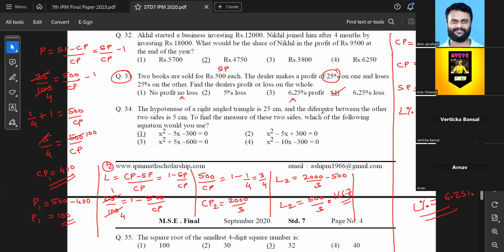Sir, your 34th question is done. Actually, the option is wrong over there. It's x raised to 2 plus 500. Sir had done this previously. Okay, I can see that. Okay, thank you.